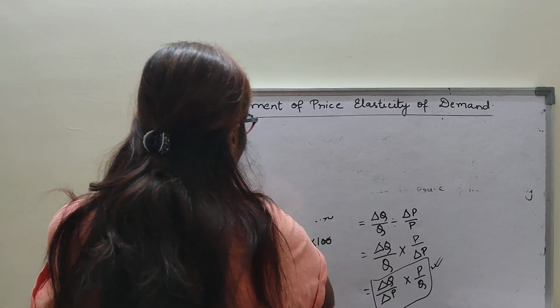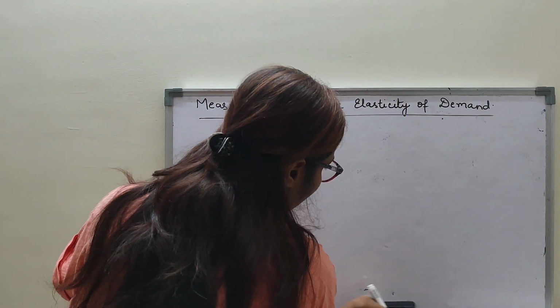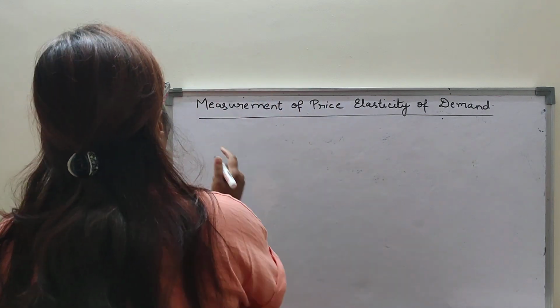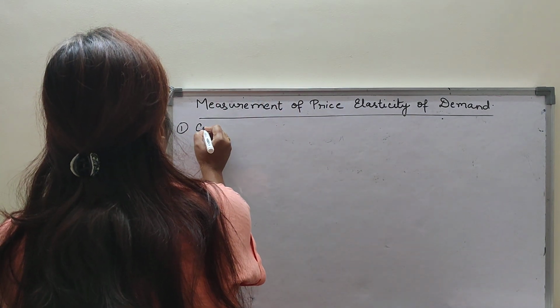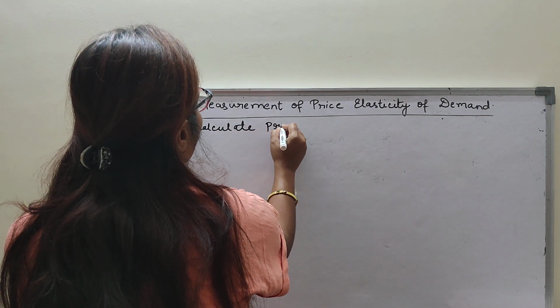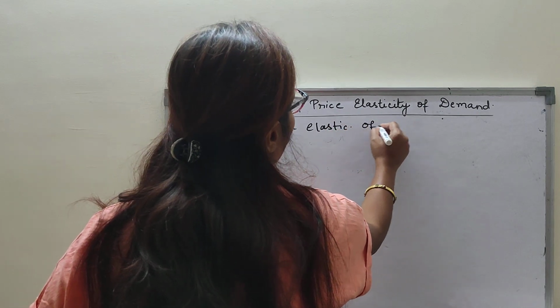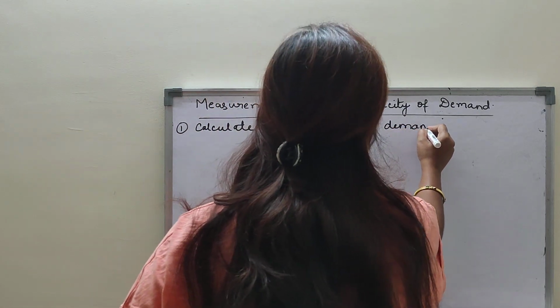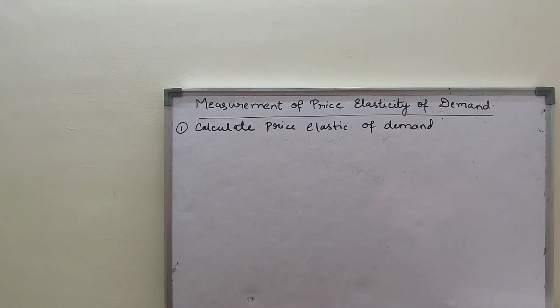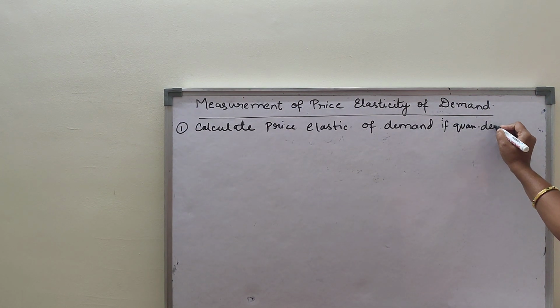So let us discuss a few examples. I will not discuss all of it, only a few examples. Now if I tell you to calculate the price elasticity of demand, I'm writing in short form so that you can understand. I will not take more of your time. So calculate price elasticity. Please note it down with me. Calculate price elasticity of demand if quantity demanded, I'm writing in short.